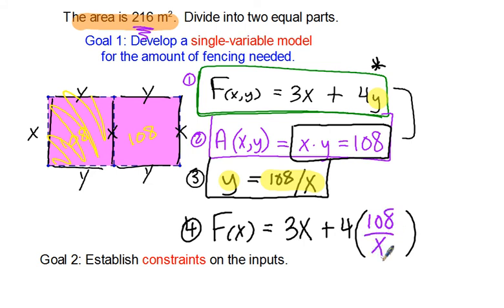Okay, and now we've succeeded at creating a single variable model for the amount of fence that's needed. Okay, and this will be important. This is a major development in our solution of this problem.